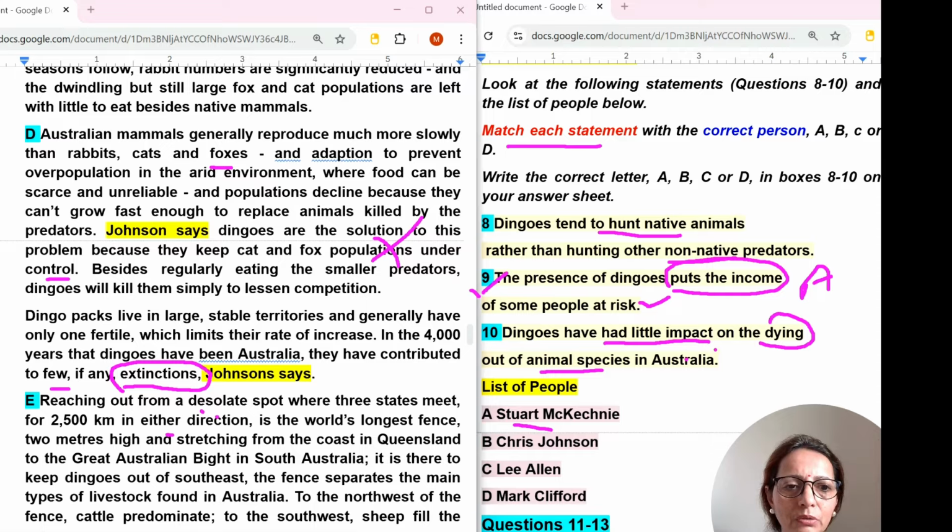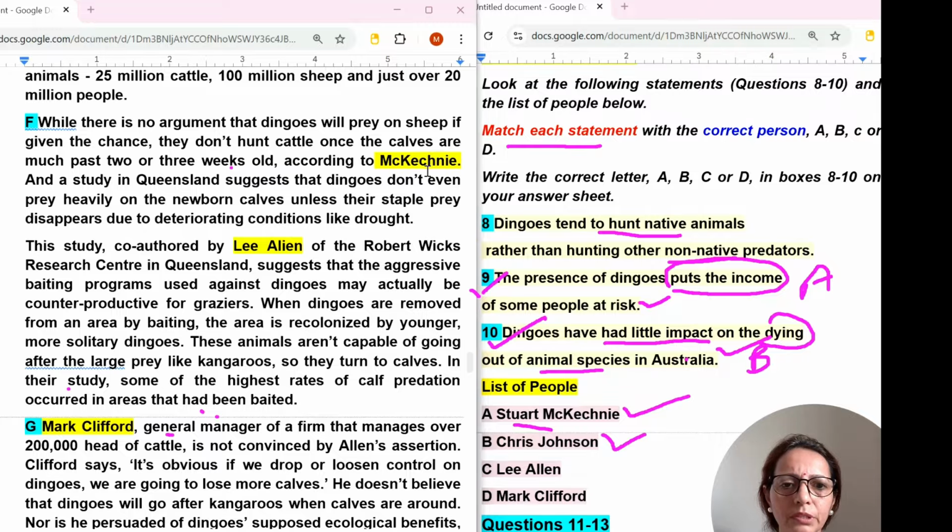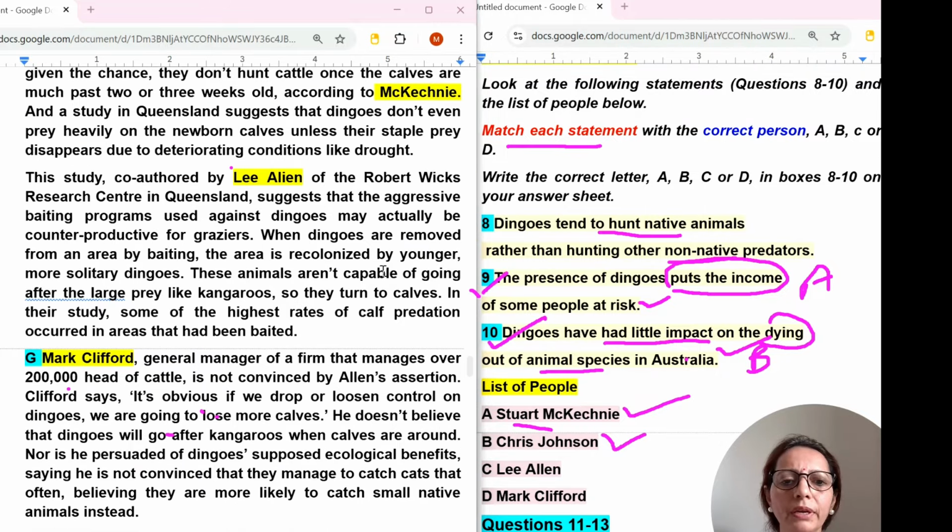In 4,000 years, they have contributed to few, if any, extinctions. So definitely it will go with the B person. We are talking about Johnson. So this is also gone. Now eight number is left, and this person is gone, this person is gone. Now two persons are left. Let's read the next paragraph where a person's name is there. We have read this paragraph, so let's find another person's name. First, A person again. No, we are looking for C and D. So C, Lee Allen, is here in this, and D person is also there. So let's read it.